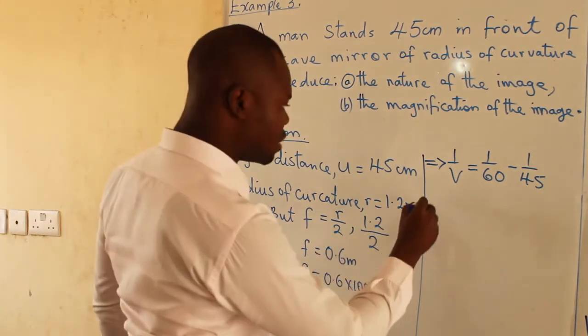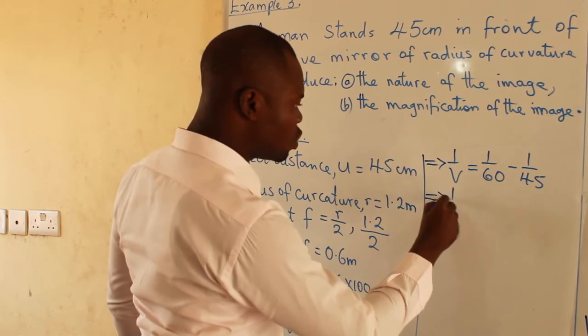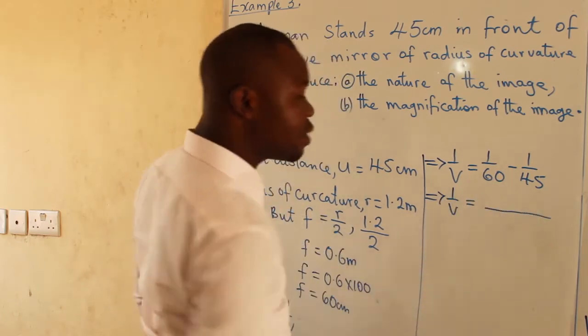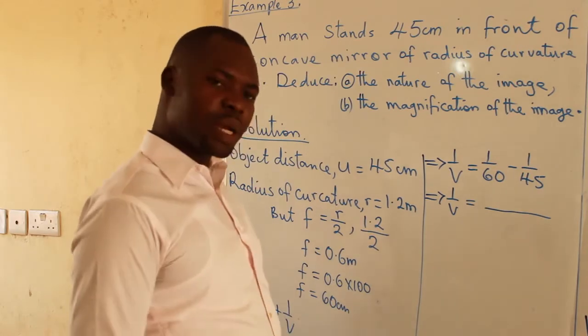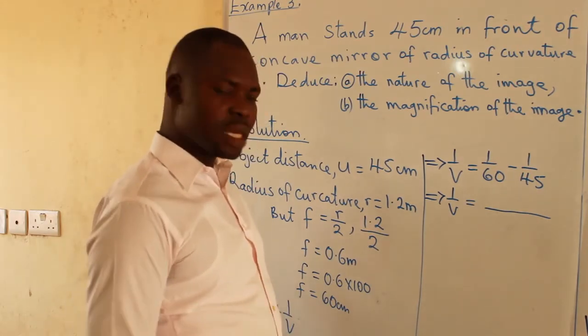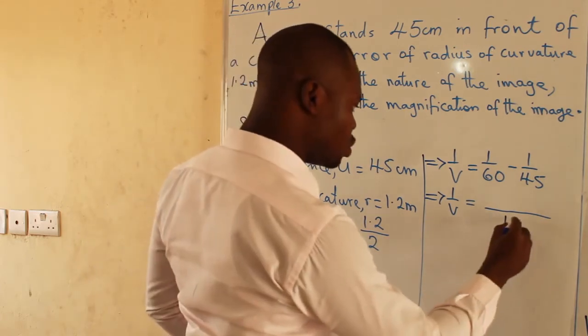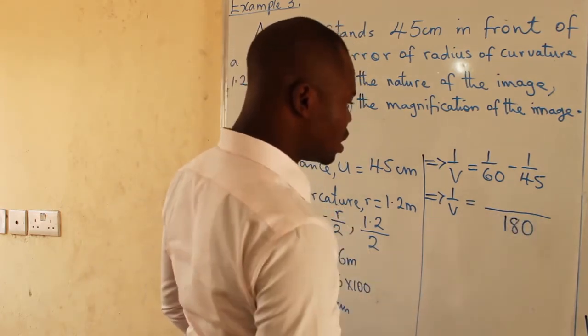So if you find the LCM, you have 1 over v equals the LCM of 60 and 45. You can just do your calculation quickly. The LCM of 60 and 45 is 180. So you have 180.